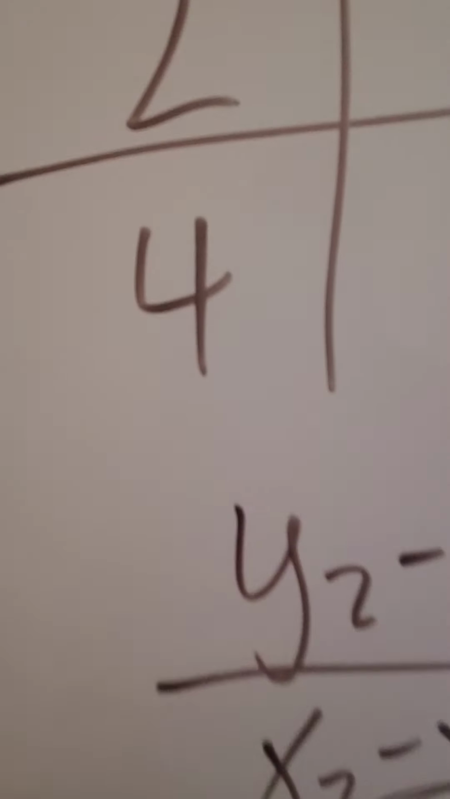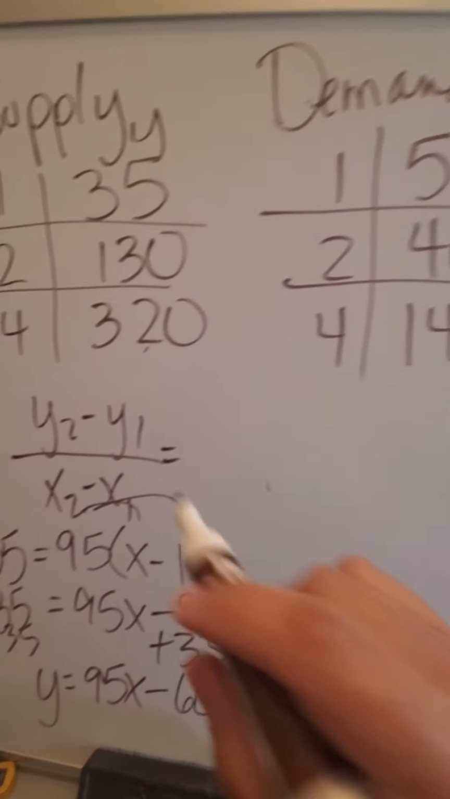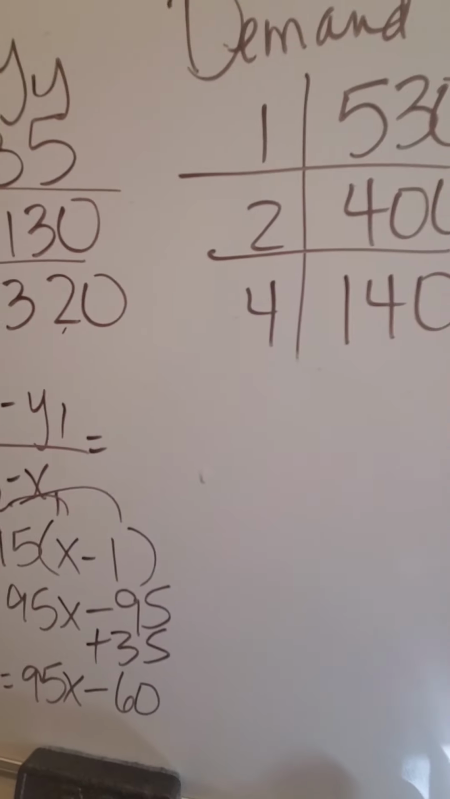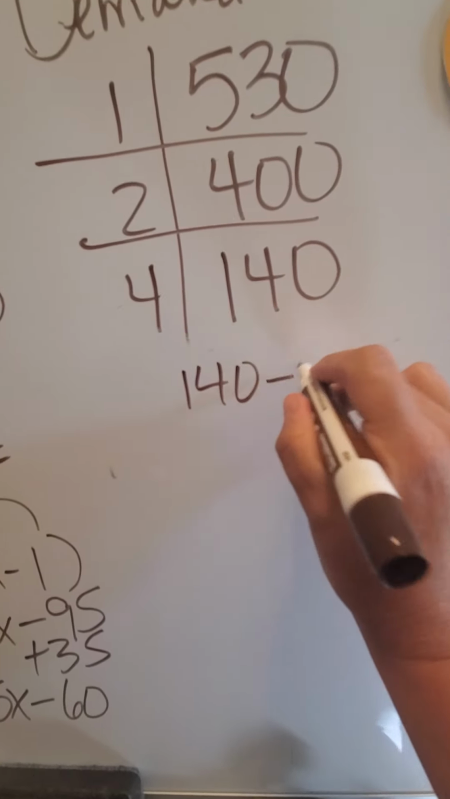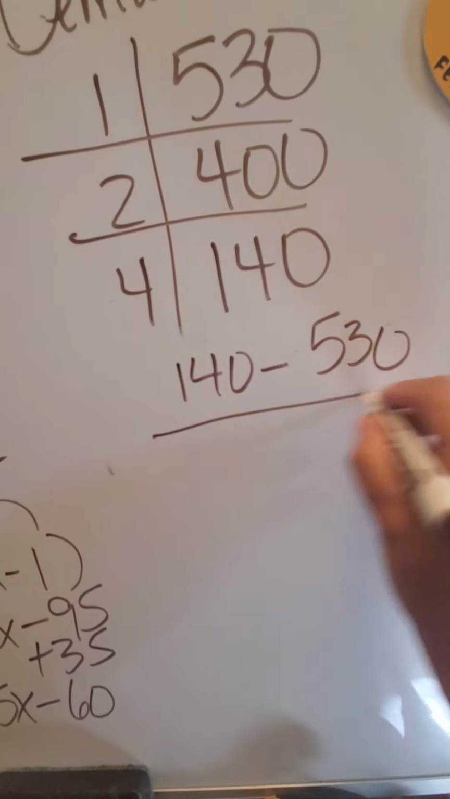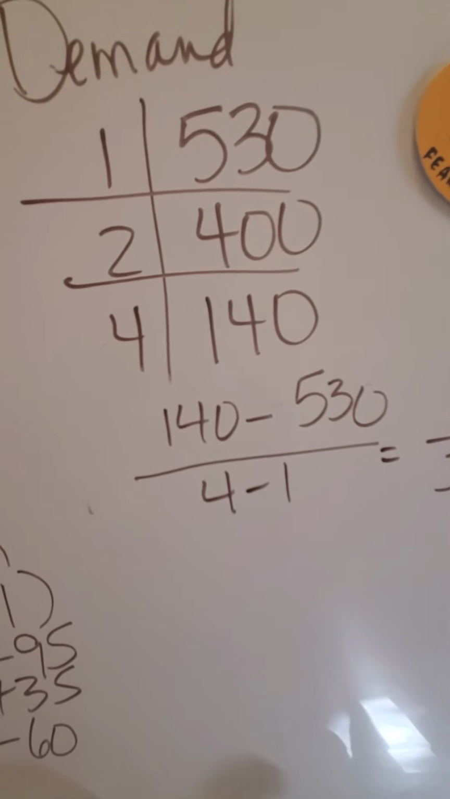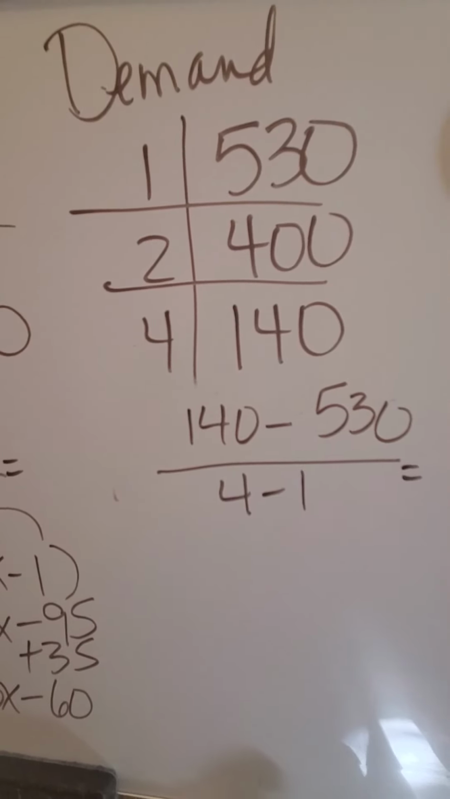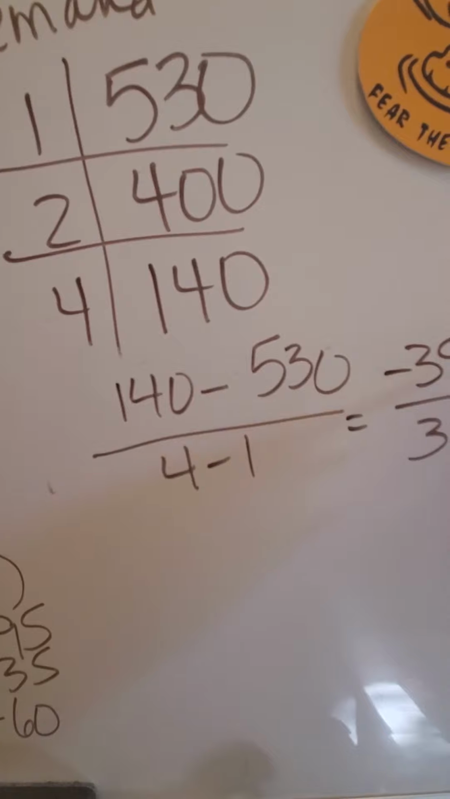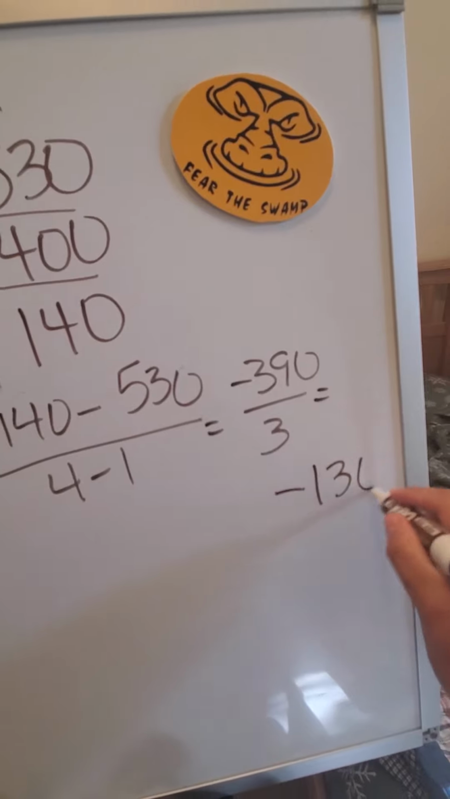Okay, so that's all the math for that one. Okay, now let's do, sorry, this board is driving me nuts. Constantly trying to fix it. Okay, now let's look at demand. Same thing again, y2 minus y1 over x2 minus x1. Okay, so I can say 140 minus 530 over 4 minus 1. Well, that's still 3 on the bottom, right? And then 140 minus 530 gives me negative 390. If I divide, that would be negative 130.